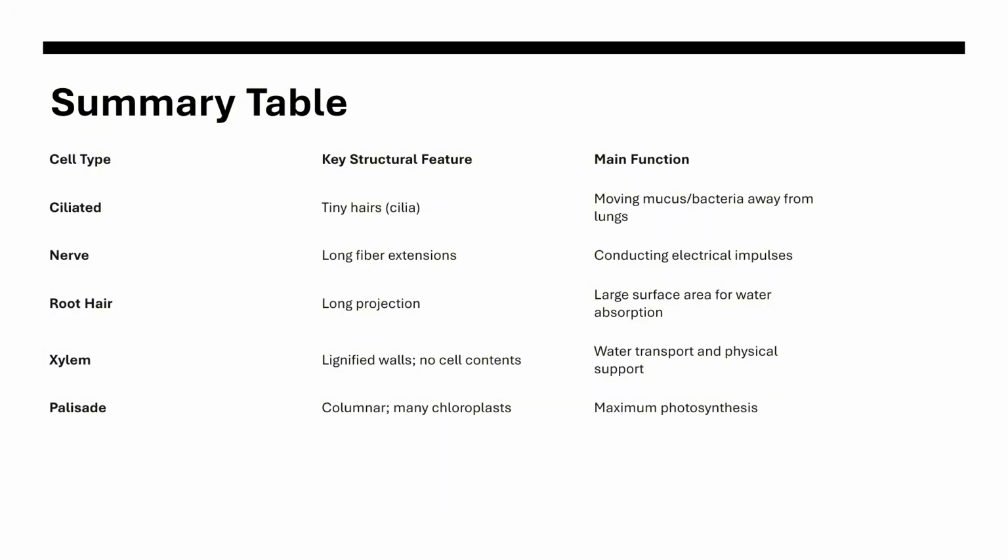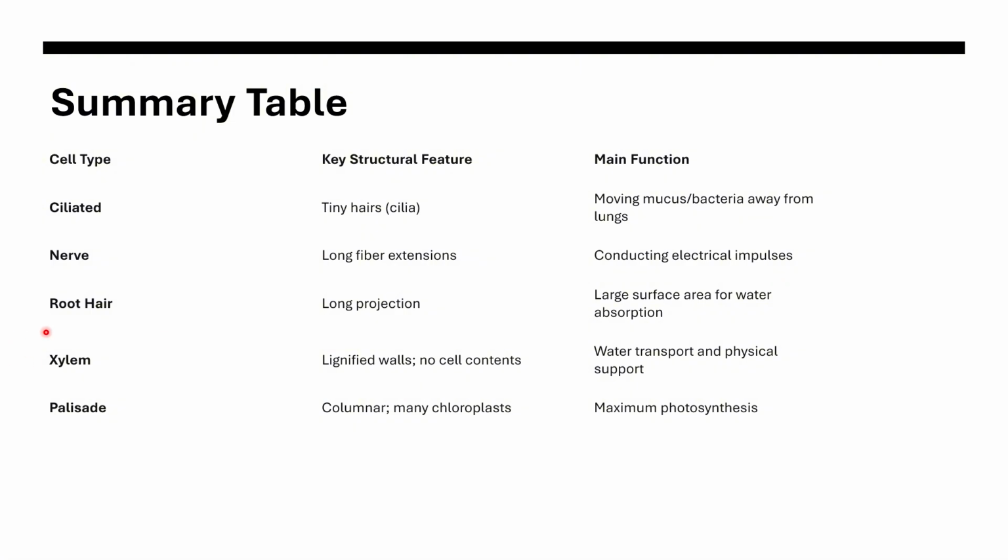This is a brief summary table of various cell types present in animals and in plants. First of all, ciliated cells. These are tiny hairs, which are cilia. Their main function is moving mucus and bacteria away from the lungs. Then nerve cells. These are long fiber extensions. Their main function is conducting electrical impulses.